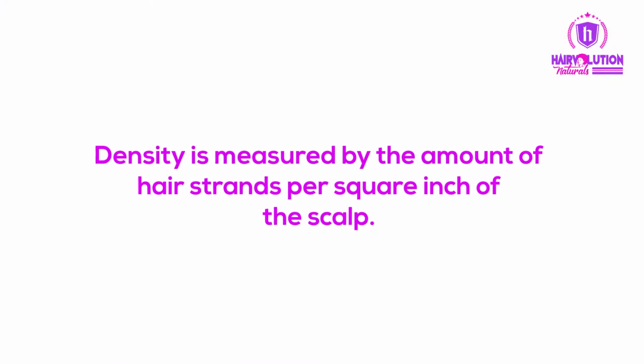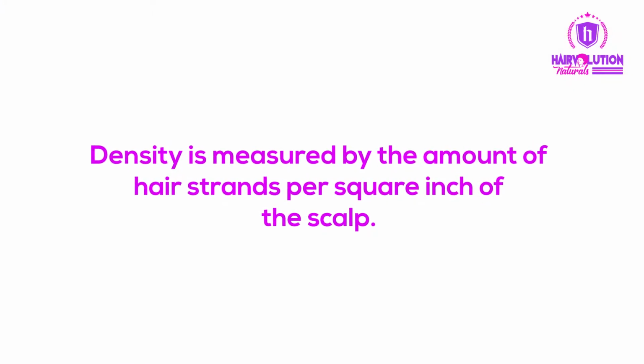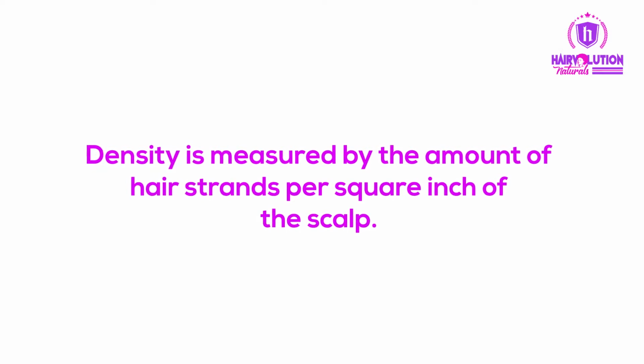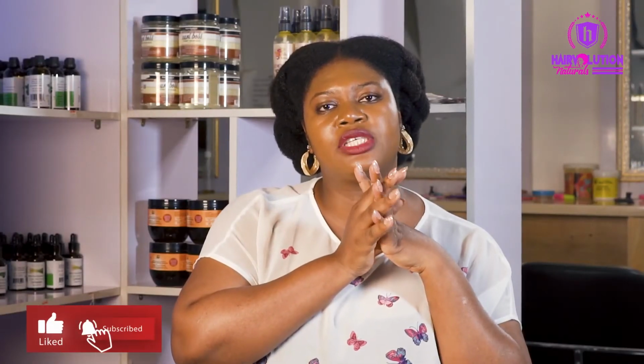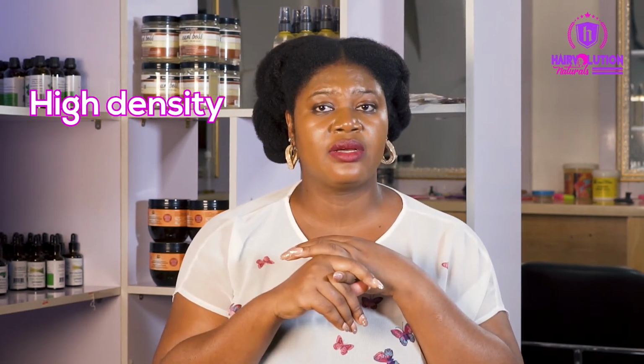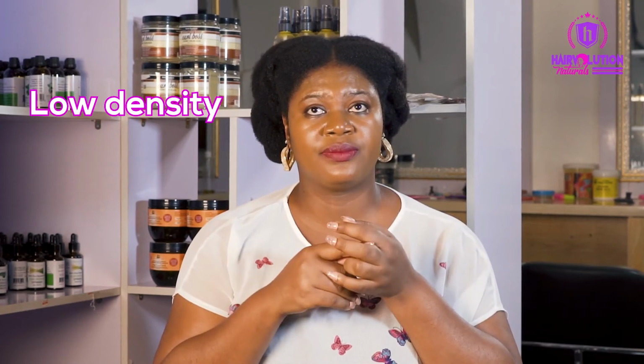The second aspect that we're dealing with today is density. So hair density is basically how full or how dense your hair is. Density is measured by the amount of strands per, say, a square inch of your scalp. So people who have different density types have different concentrations of hair strands in the same surface area size. The three types of hair density are high density, medium, and low density.